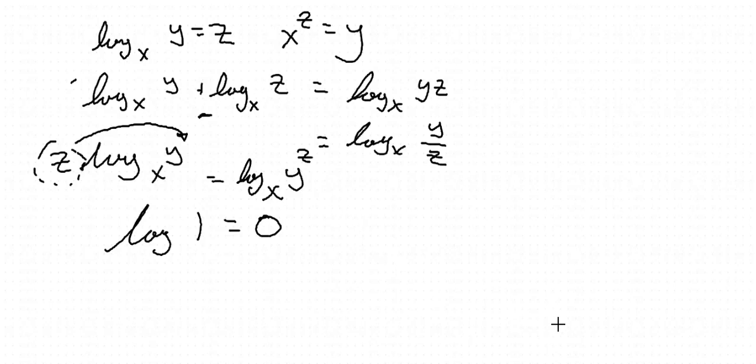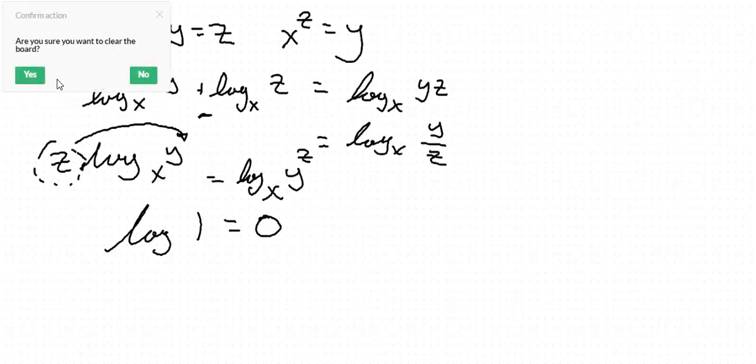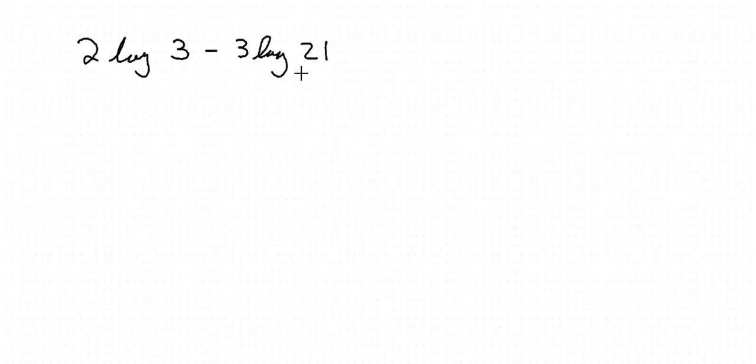So, log base 10 of 1 is equal to 0. So I'm going to delete this. And I'll give you something that looks like this. And when you don't write a number there for the base, what is the base? Ten. Good. So condense that into one log for me.